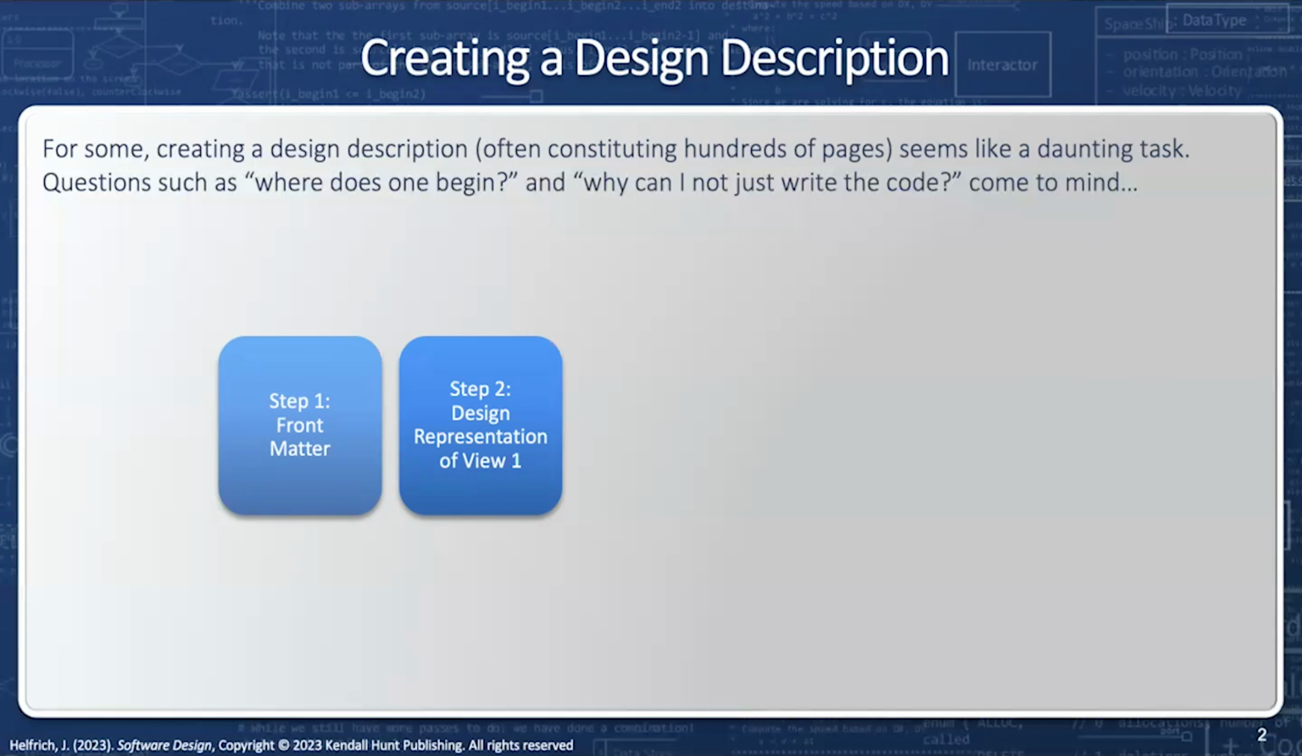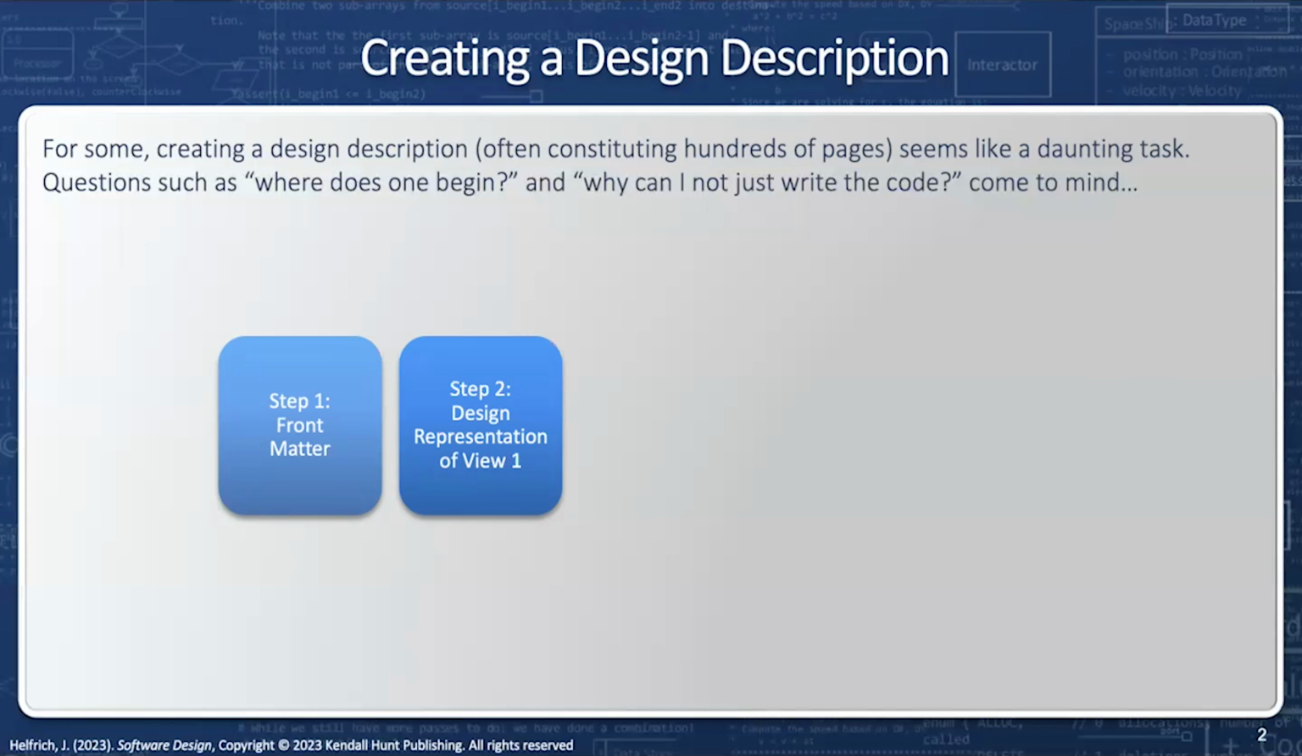For some, creating a design description, often consisting of hundreds of pages, seems like a daunting task. Questions such as where does one begin and why can't I just write the code come to mind. However, a simple 5-step methodology makes it possible to design pretty much any application, regardless of its size, scope, or complexity. So step number 1 is the front matter.